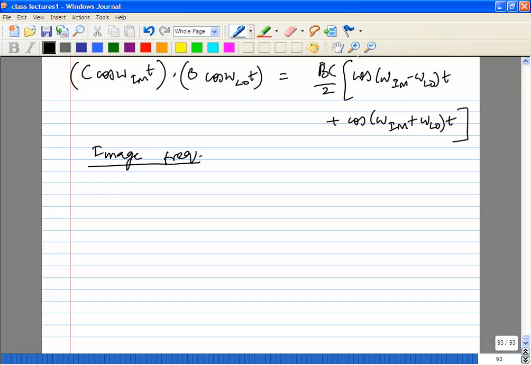So what is your image frequency? Omega LO plus omega IF, or you can also write it as, sorry, did somebody say something? Yes, that is also true. You can write it like that, and it turns out you have one more equation.